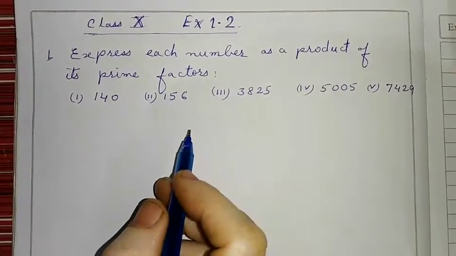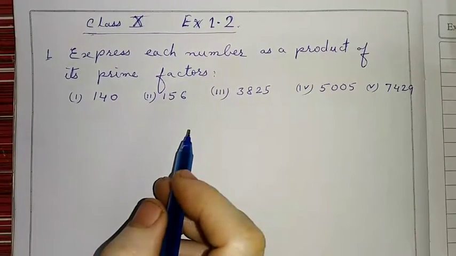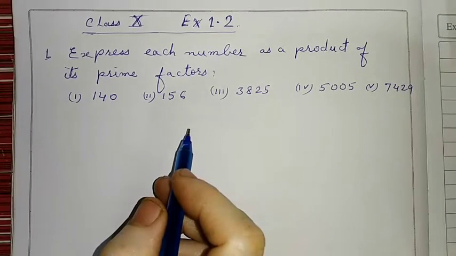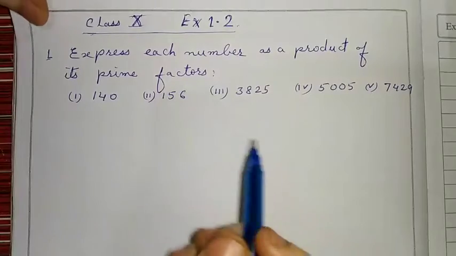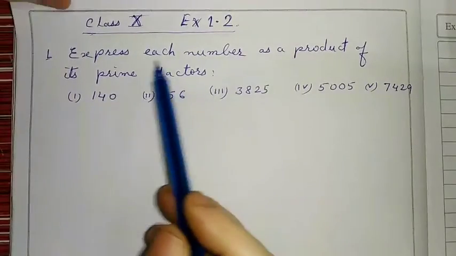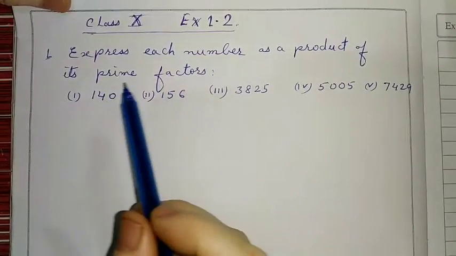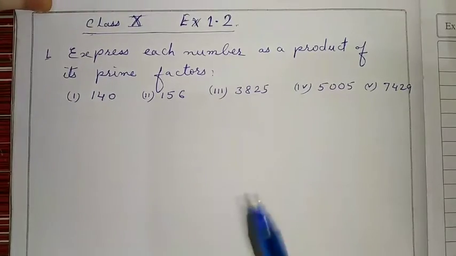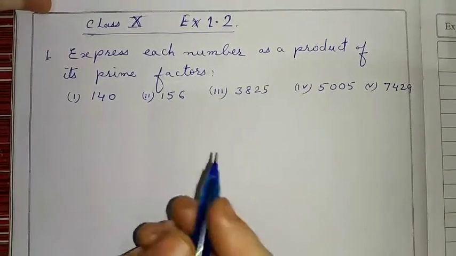Hello children, today we will learn how to write prime factorization. Let us see this question. Express each number as a product of its prime factors. Number 1, 140.